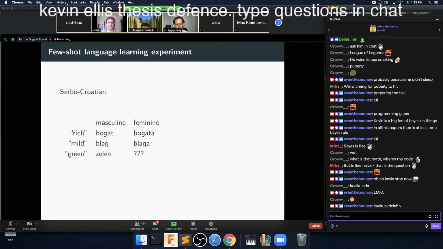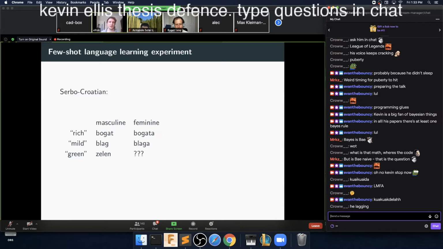Here's some data from Serbo-Croatian. So the masculine form of the word for rich is bogat, the feminine form is bogata. Mild is blag in masculine, and feminine is blaga. If I tell you that green in masculine is zelen, what do you think the feminine of zelen should be? So most people can probably say, oh yes, it's zelena.